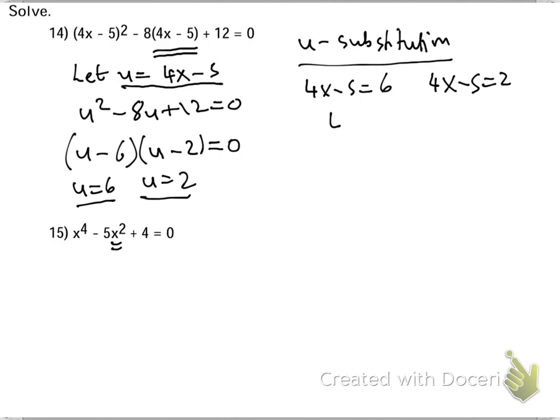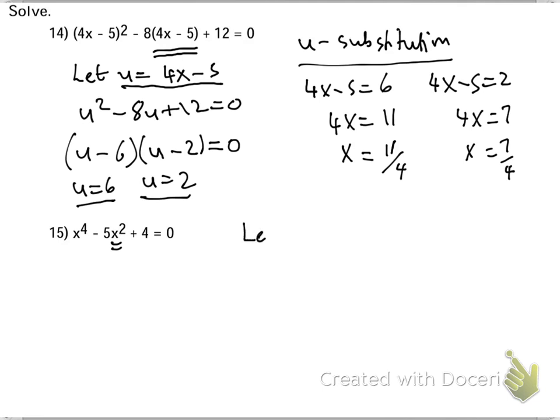Okay, if I add a 5 to this first one, I will get 11 on the right. Divide by 4, there is one answer. Okay. Again over here, add a 5 to both sides. 4x equals 7. Divide both sides by 4, x equals 7 over 4. Okay. Right, let's move on to this next one.